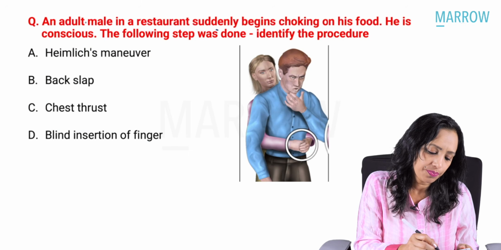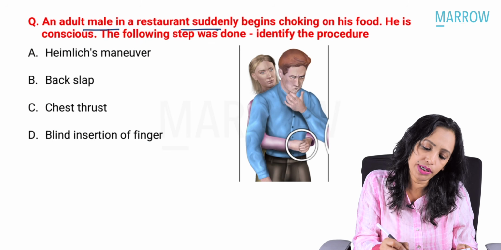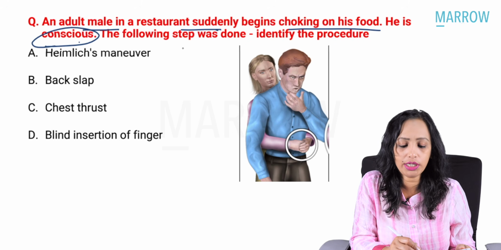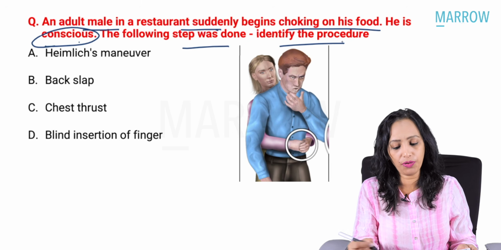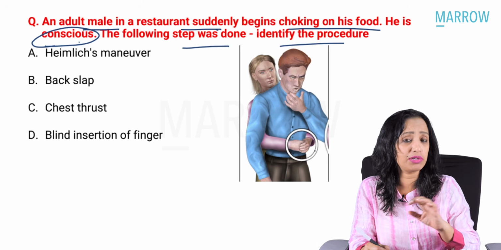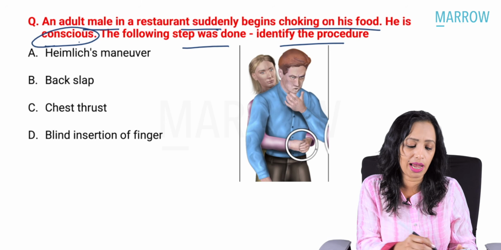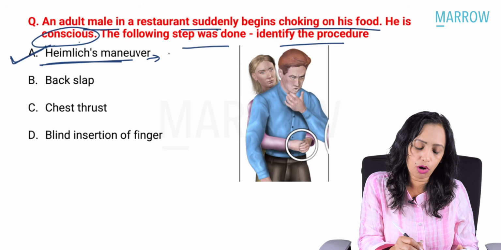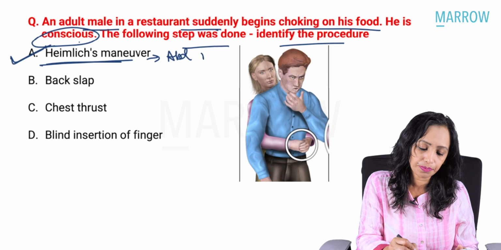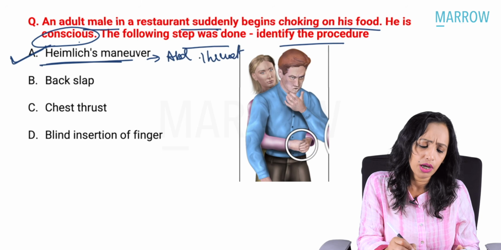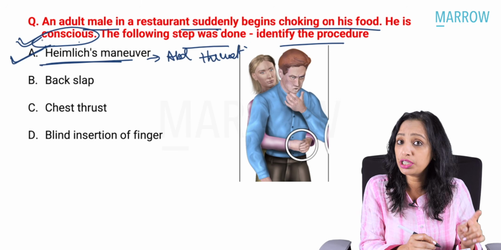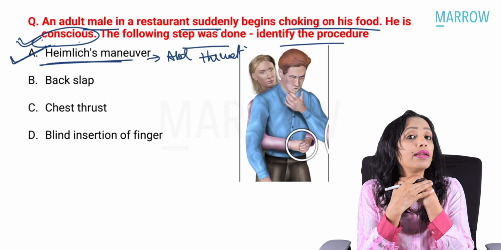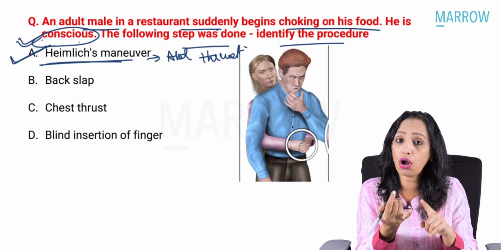The next question. An adult male in a restaurant suddenly begins choking on his food. He is conscious. The following step was done, identify the procedure. So what we are seeing is, yes, undoubtedly, unmistakably, the Heimlich maneuver. Yes, so Heimlich maneuver is also known as abdominal thrust. And you do it when the patient is conscious but is in respiratory distress, when he is having the universal choking sign. He is holding his neck like this.